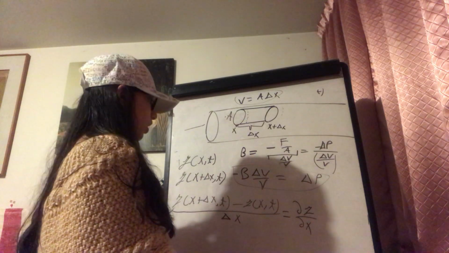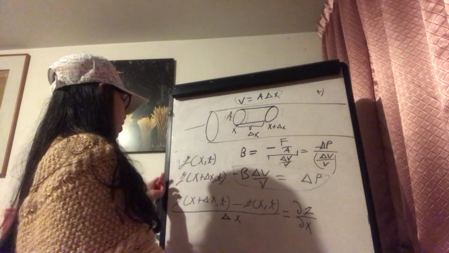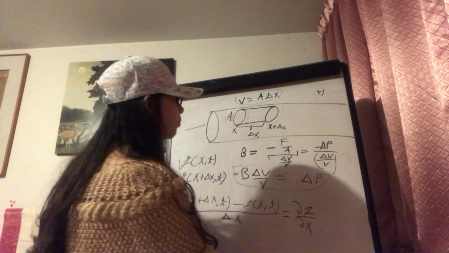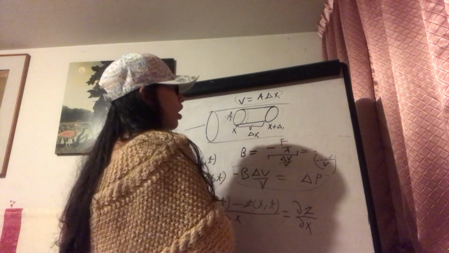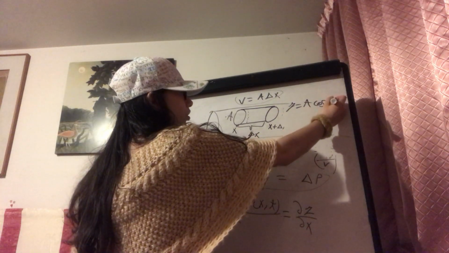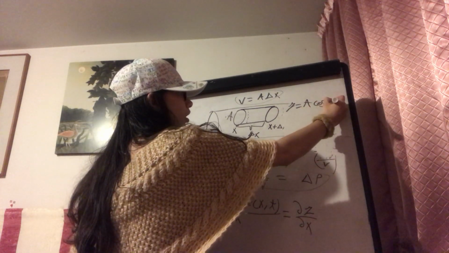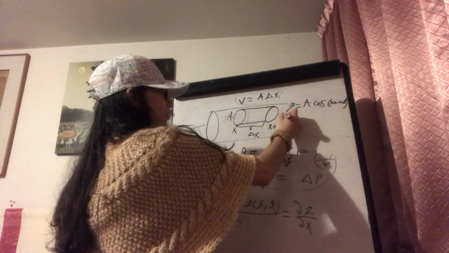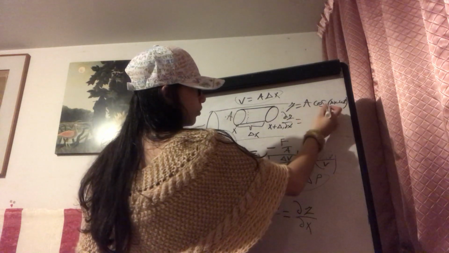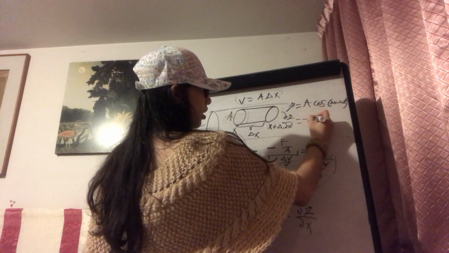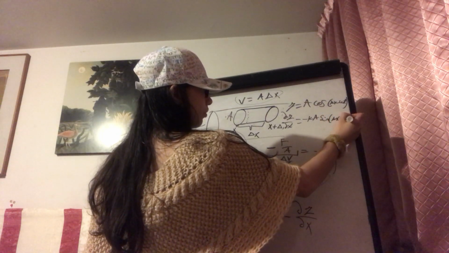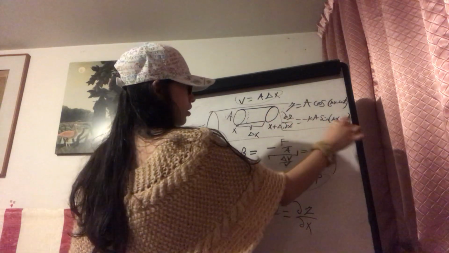So this is velocity, and the equation of y of x, t is y equals A cosine of kx minus omega t. So I have that the partial of y with respect to x is minus k A sine of kx minus omega t. This is dy over dx.